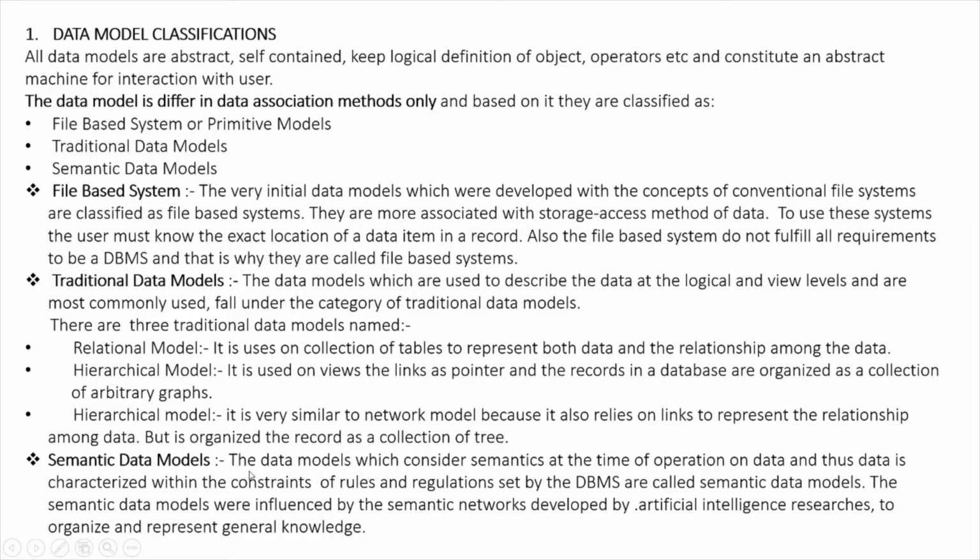Semantic data models. The data models which consider semantics at the time of operation on data, and thus data is characterized within the constraints of rules and regulations set by the DBMS, are called semantic data models. The semantic data models were influenced by the semantic network developed by artificial intelligence research to organize and represent general knowledge. Let's go to the next presentation.